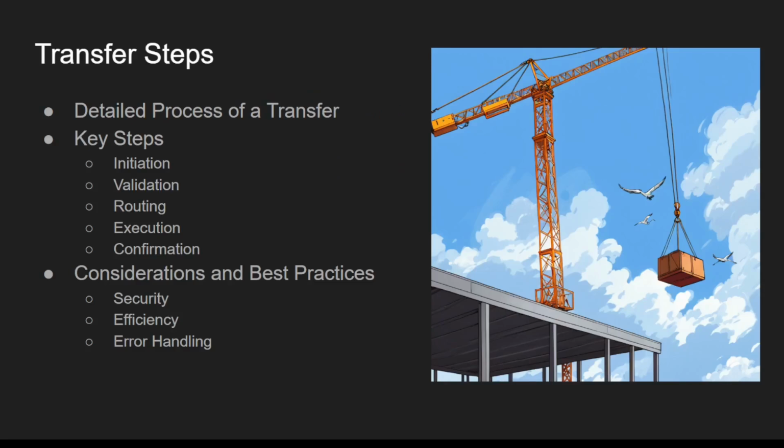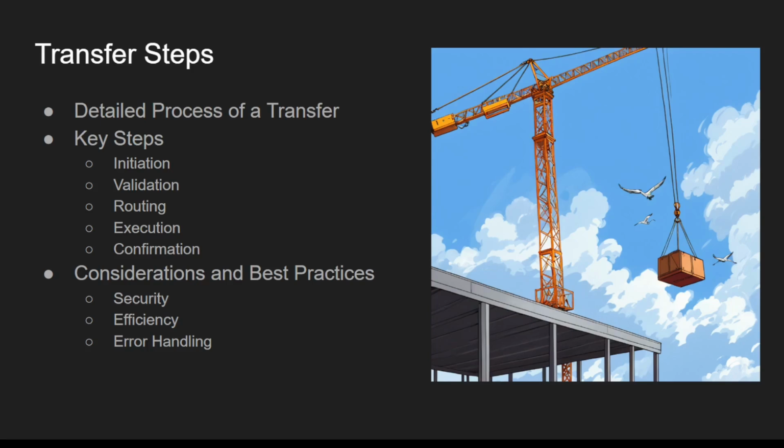Now, let's break down the steps involved in executing a transfer using Agoric's Orchestration API. Understanding these steps is crucial for developing reliable and efficient cross-chain applications. A transfer consists of several key steps. The transfer process begins with creating a transfer message that includes the source and destination chains, the amount to be transferred, and the sender and recipient addresses.